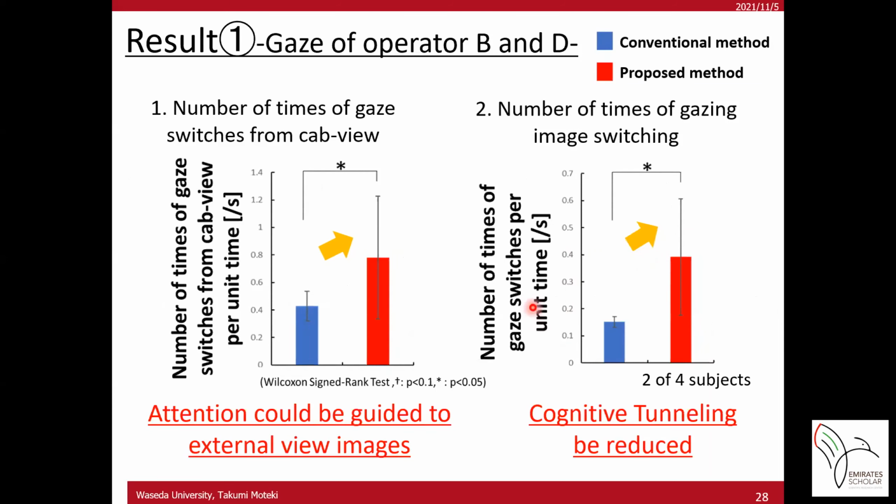The result based on 2 of 4 subjects is shown here. As we can see, both parameters increased significantly. This suggested that the attention could be guided to external view images and cognitive tunneling may also be reduced.